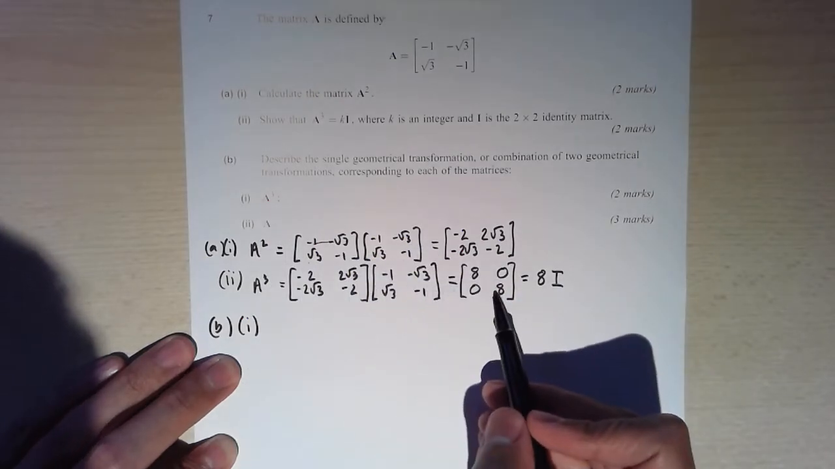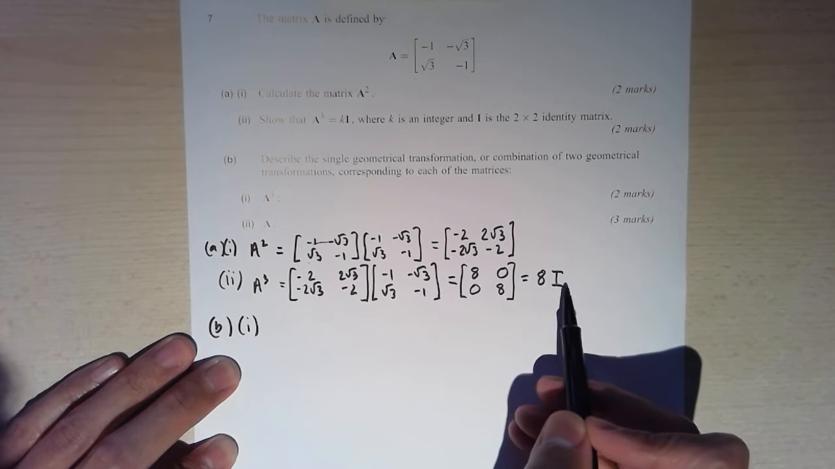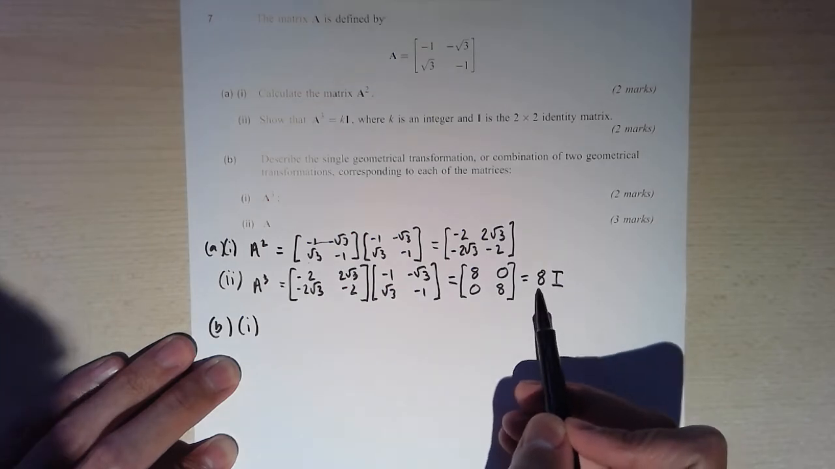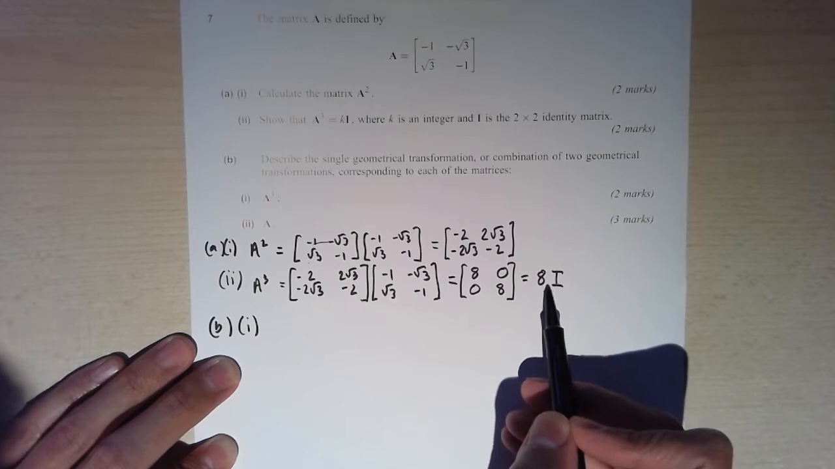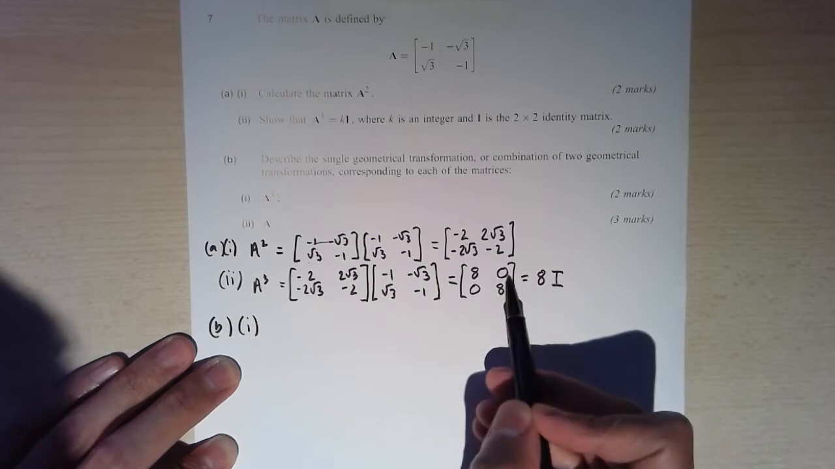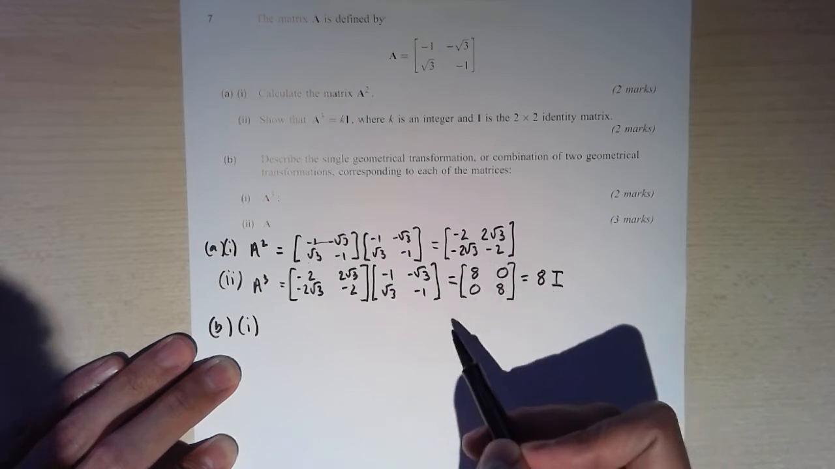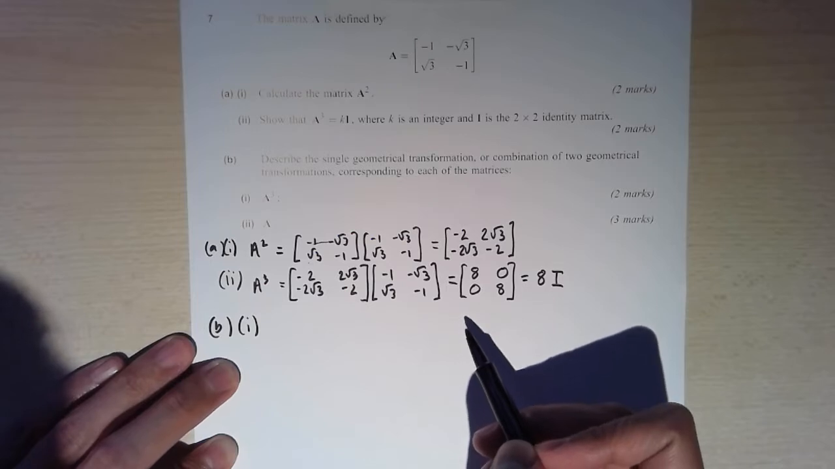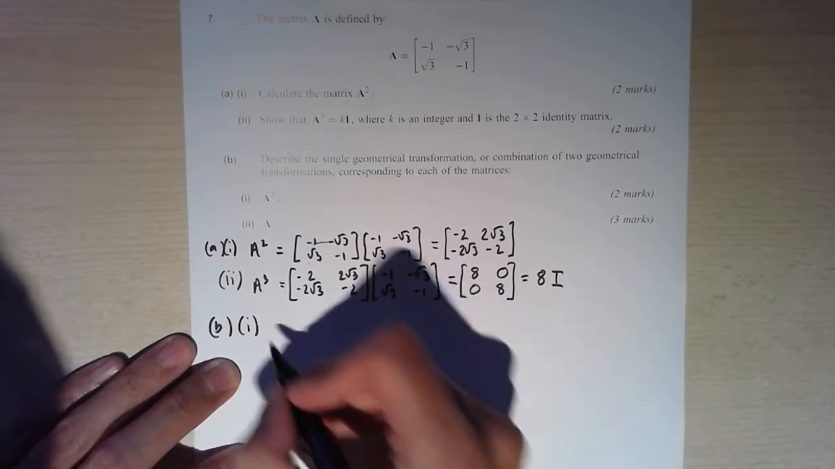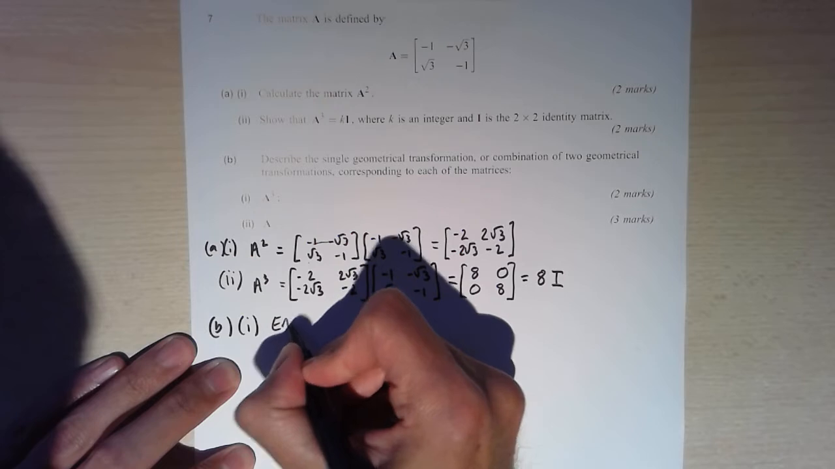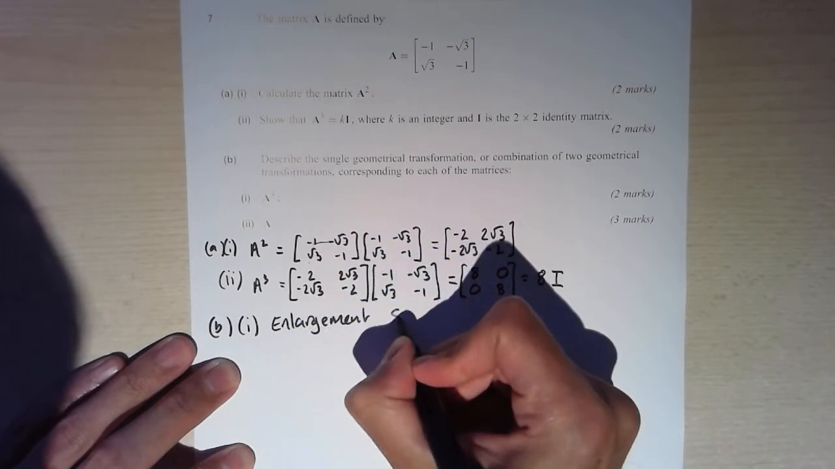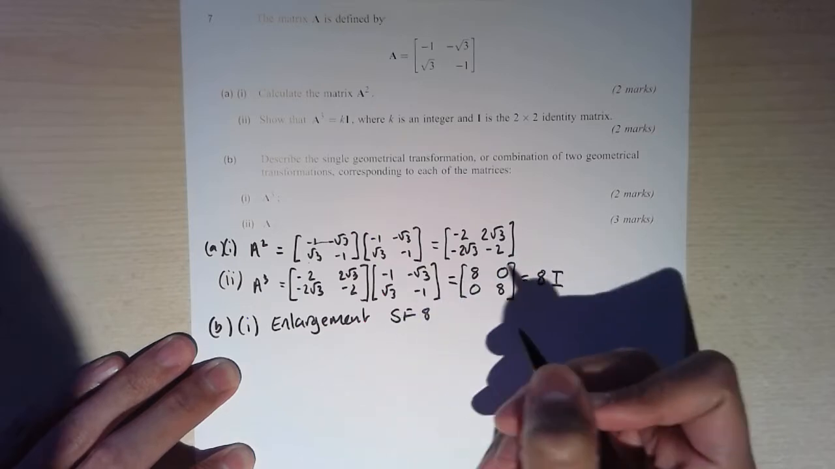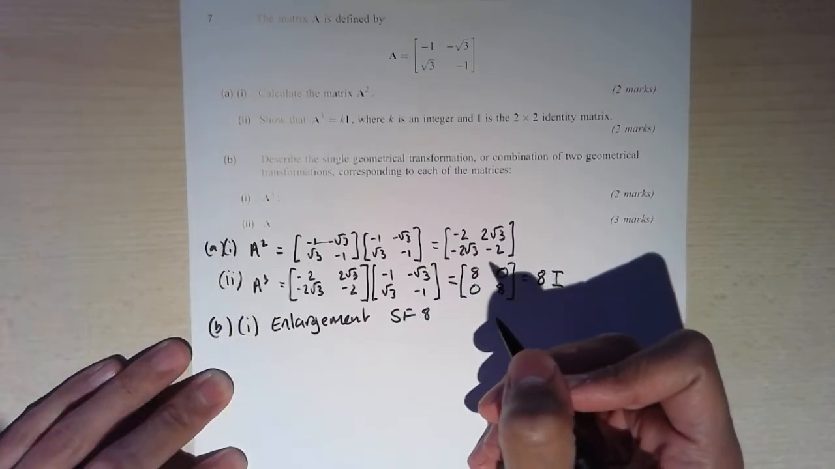I can see that because this is 8 times the identity matrix, my points are just going to be enlarged by a scale factor of 8. Okay, so this here represents an enlargement of scale factor 8. So I'm going to put that in, enlargement, scale factor 8. Okay, so that one was nice and simple.